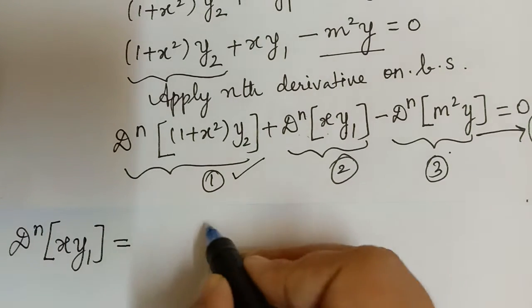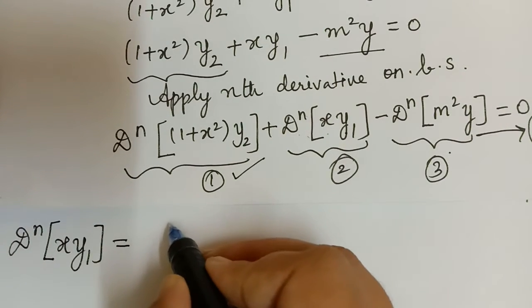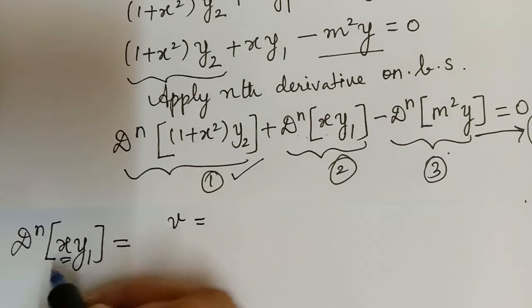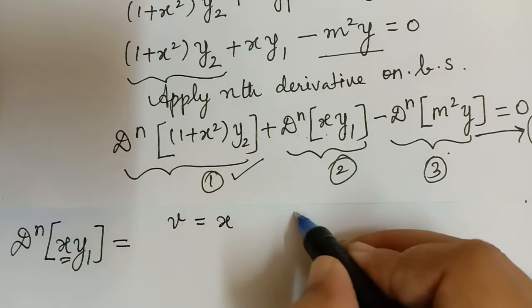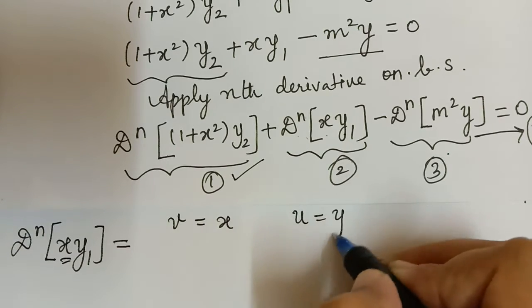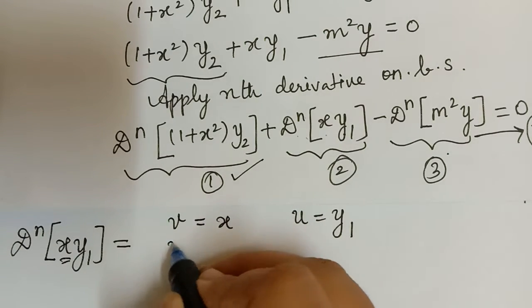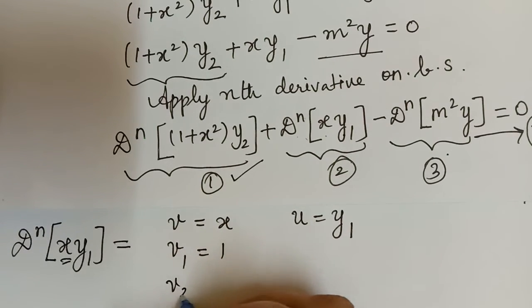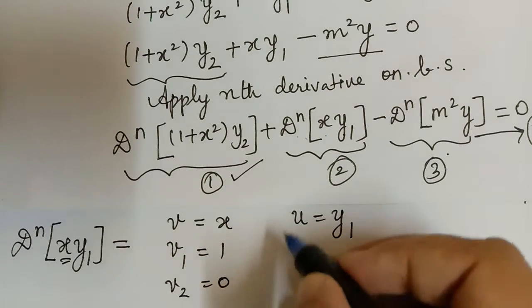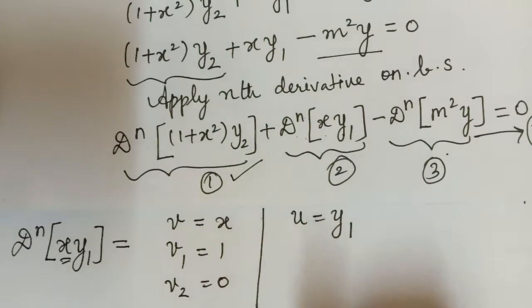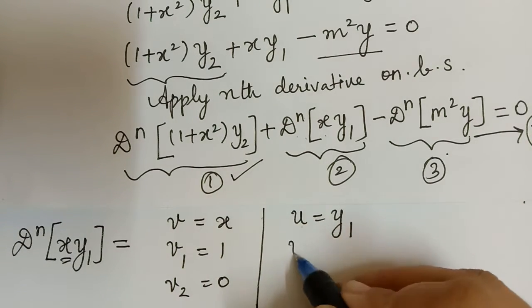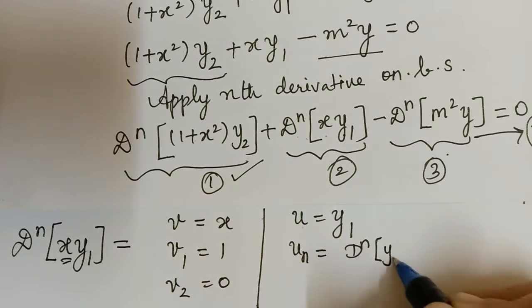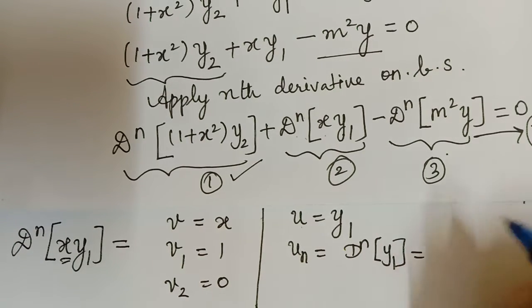Now here again we have to make the selections. So what will be our u and v? So v will be equal to this x, and our u will be equal to y1. So first we have to find v1, which is equal to 1, v2 which is equal to 0. So once we get 0, we have to stop doing this. Next, for un, it will be equal to the nth derivative of y1. So that is equal to y n plus 1.